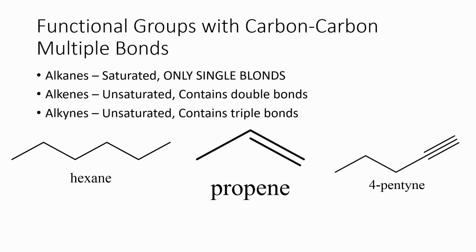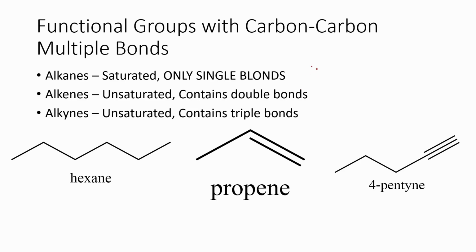So to start, we have functional groups with carbon-carbon multiple bonds. These are the very basic functional groups, and usually we don't identify them as such in more complex structures. So first, we have our alkanes. These are saturated and only carry single bonds. There are no other bonds present in the structure except single bonds.